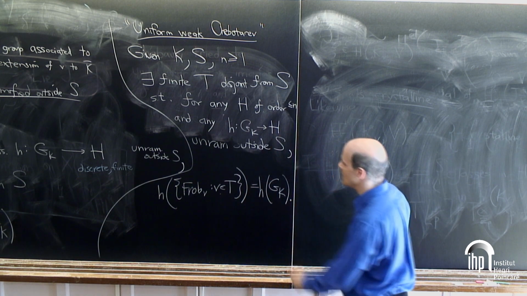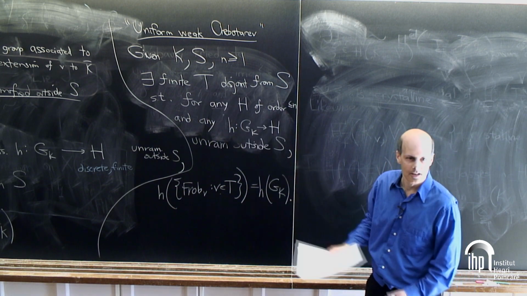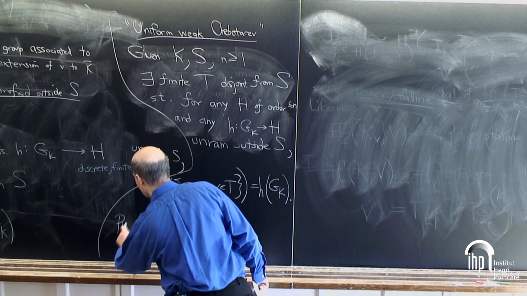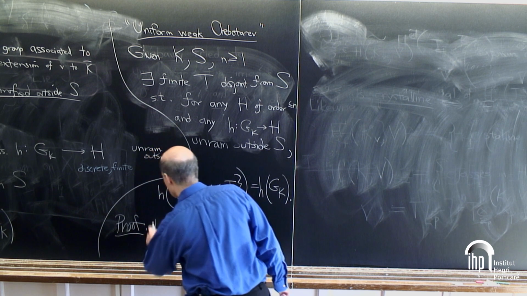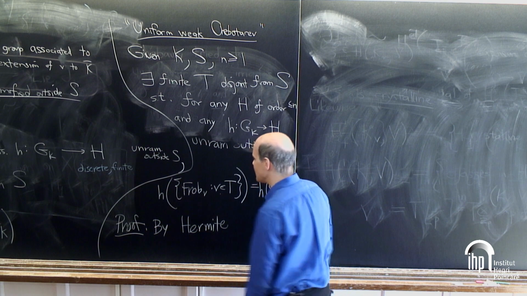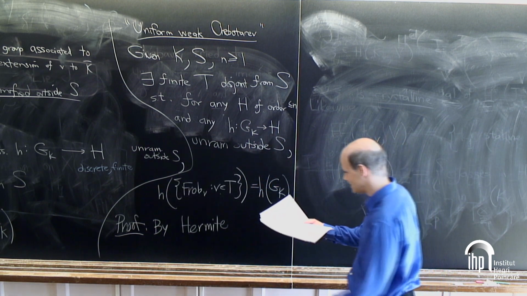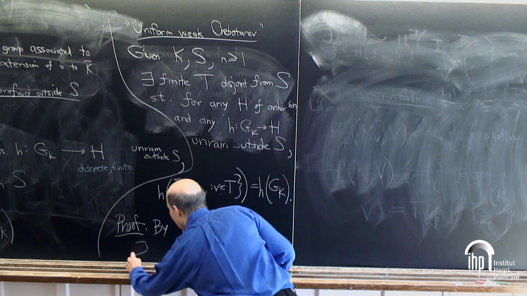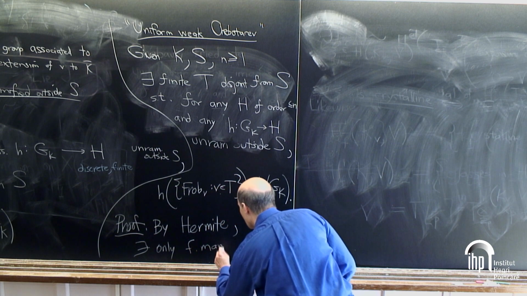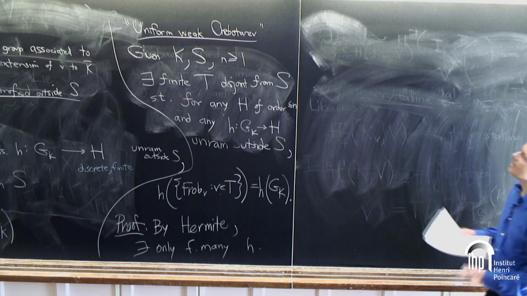So the difference is that now I have to choose the T in advance, before I know what the homomorphism is. But of course this follows immediately from the previous one, because it's not hard to find a T that works for all the little h's, since there are only finitely many of them by Hermite. So there exist only finitely many H up to isomorphism.